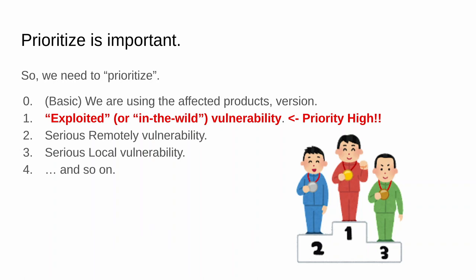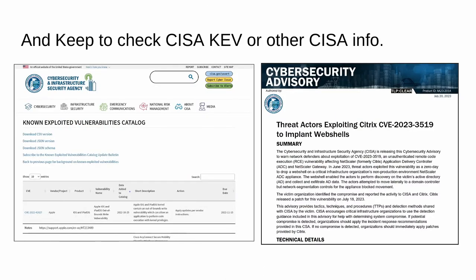So here's the conclusion. We need to prioritize. As I said before, we have around 100 vulnerabilities in a day nowadays. Then we need to prioritize. Exploited vulnerabilities should be high priority. And if you want to know which vulnerabilities are exploited, it's better to check the CISA catalog, the CISA mailing list, or the CISA web page.